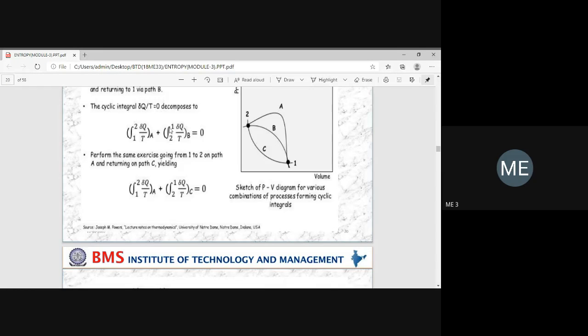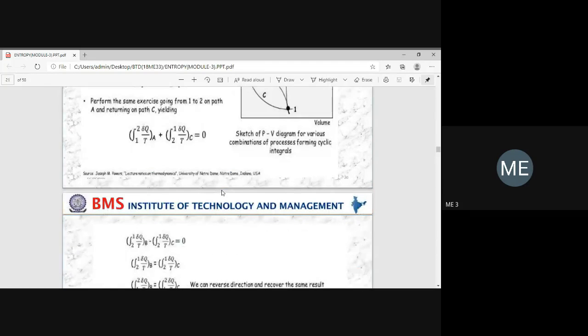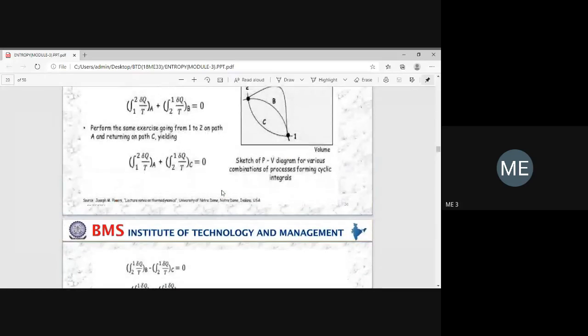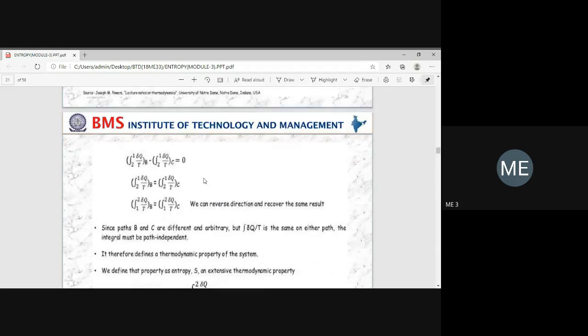So first you have to write the Clausius theorem for one cycle considering A and B, and in the next step you have to write the Clausius theorem for the two processes A and C. So by comparing the two equations, we can write that integration of dq by T between state points 2 to 1 by following path B is exactly equal to the integration of dq by T between 2 to 1 by following the path C.